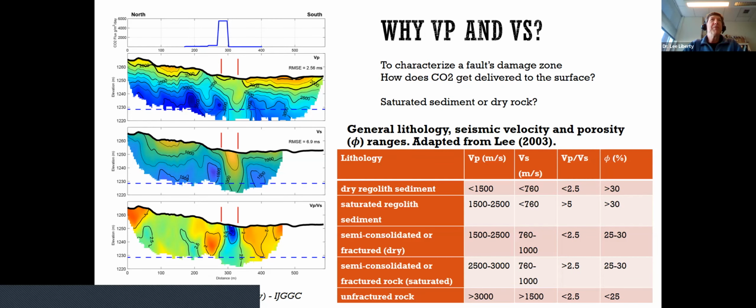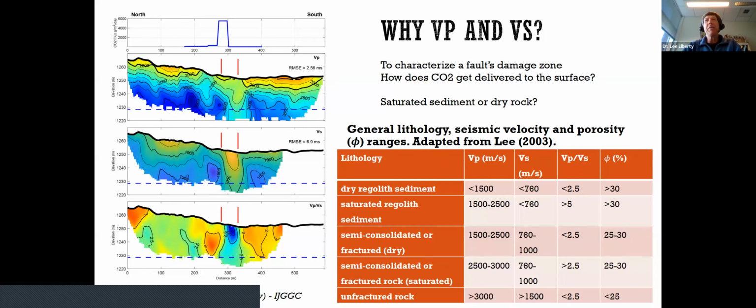Why measure both VP and VS? Here's a sledgehammer profile that we collected, where here's the VP tomogram, here's the VS tomogram, and then here's VP/VS. And you can see that the velocities are going well above what I mentioned a couple slides ago, the kind of background measurements that we would expect for competent rock.